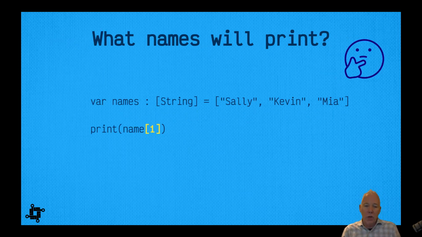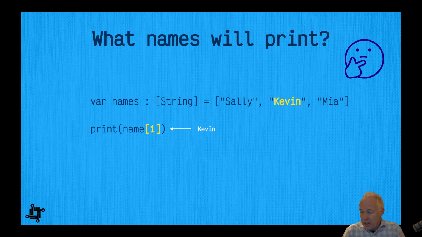So to reinforce this, if I were to say print name with an index of 1, what do we believe will print? Will it be Sally, because it's the first element? Kevin, the second element? Mia, the third element? What does this reference? As it turns out, because we start counting at 0, this 1 represents the second element. If this is a 1, we say 0, 1, 2. This is the 1, so that is the element. Element 1 in the array is what's going to get printed here.